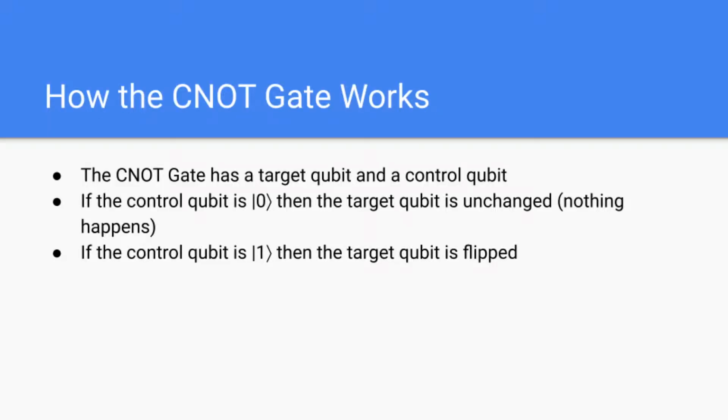So how exactly does the CNOT gate work? The CNOT gate has a target qubit and a control qubit. If the control qubit is 0, then the target qubit is unchanged, which means that nothing happens. However, if the control qubit is 1, then the target qubit is flipped, so it would go from 0 to 1 or 1 to 0.